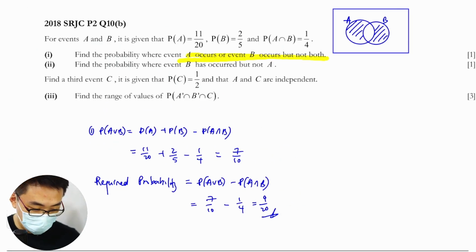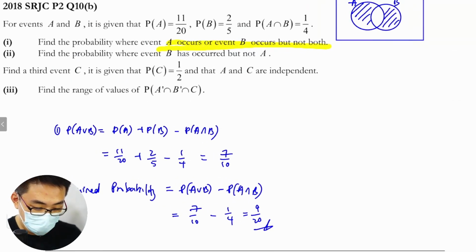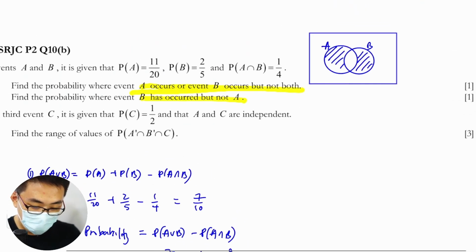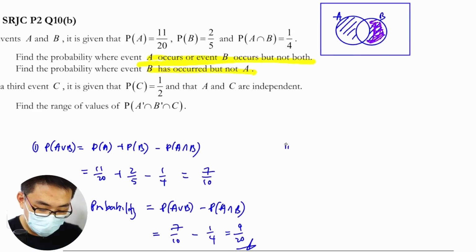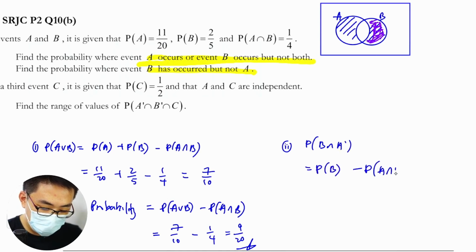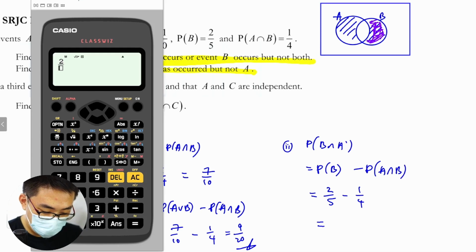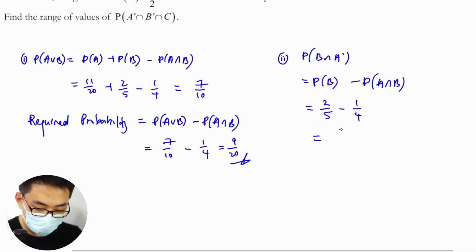Okay, let me just do part 2 first. Find the probability of the event B occurred but not A. So B occurred but not A will be this crescent here. So essentially just write down part 2. P(B intersect A prime) is P(B) minus P(A intersect B). So P(B) is actually 2/5 minus 1/4, which is 3/20.